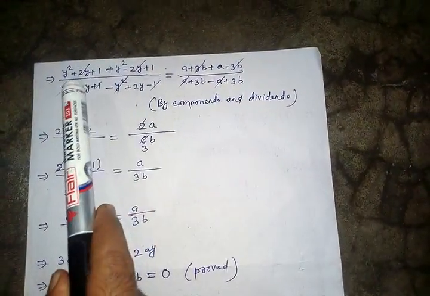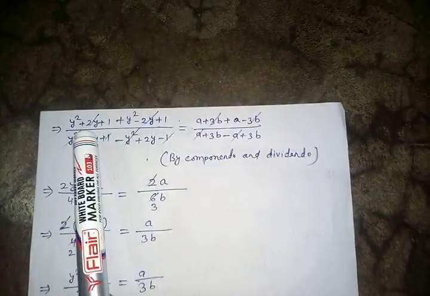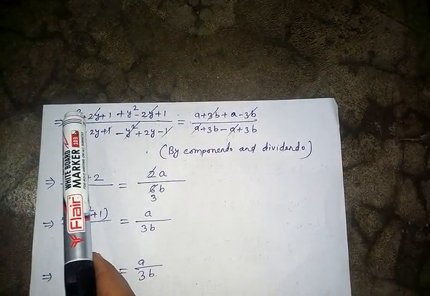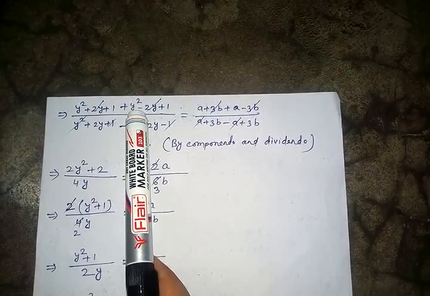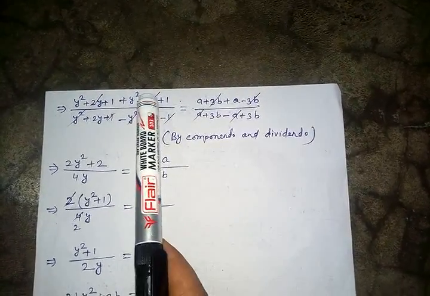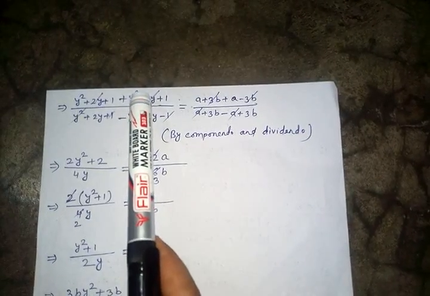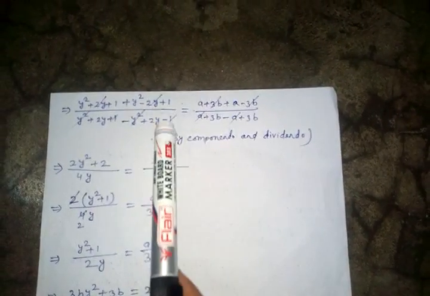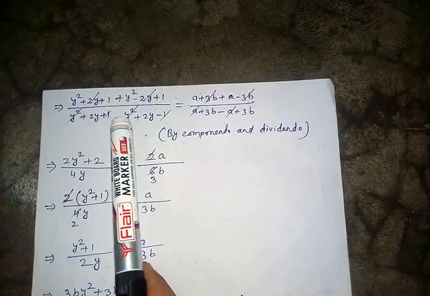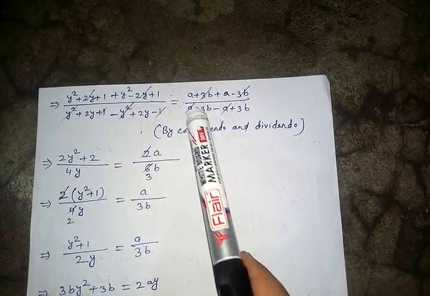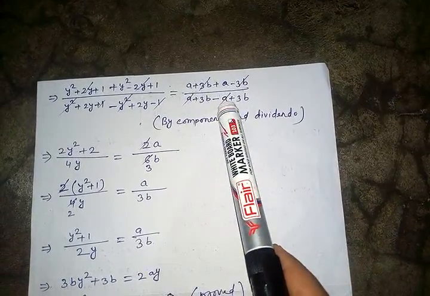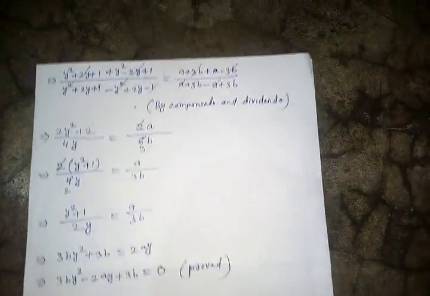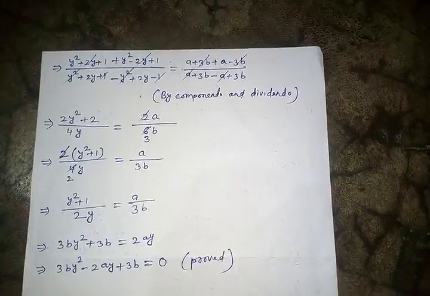Now you can see here y square plus 2y plus 1 is our numerator. Same numerator we write at the top, at the base, then we put plus minus, and denominator y square minus 2y plus 1 we write at the top, at the base. But only thing is that this minus becomes plus here and this plus becomes minus here because of this minus. Same thing here, a plus 3b plus minus a minus 3b, but here a minus 3b becomes a plus 3b, that means this minus becomes plus. So second time we have done componendo and dividendo.